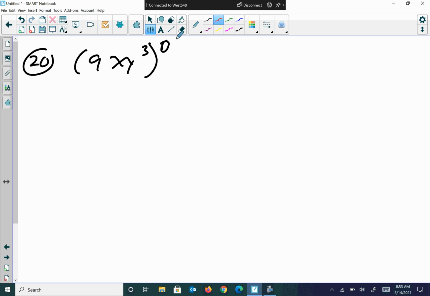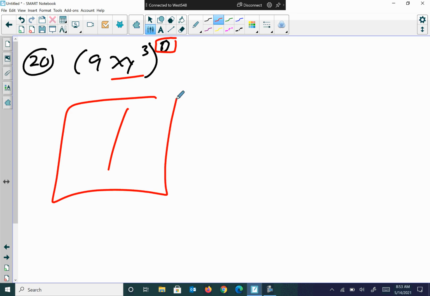Anyone want to take a big shot at this, being this raised to the 0? Yeah, the whole thing's raised to the 0, so it's 1. So friends, if you feel comfortable with that, you're great.